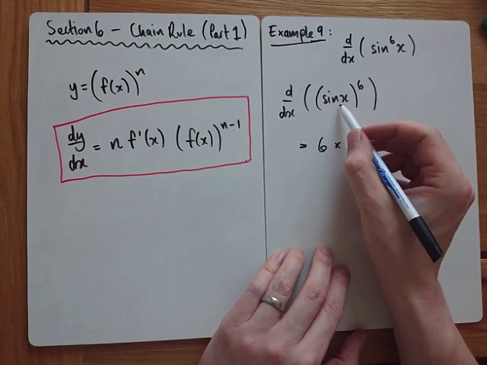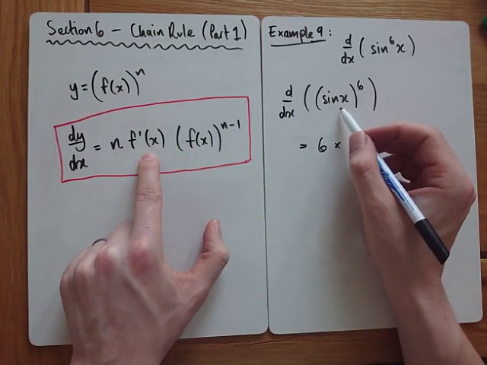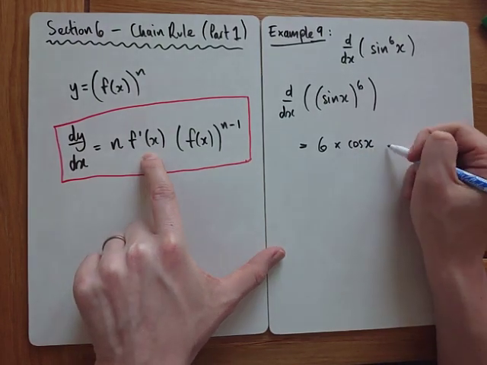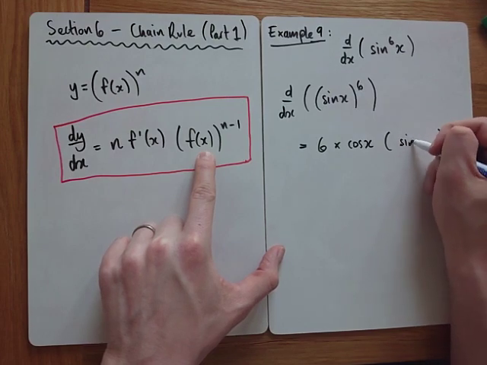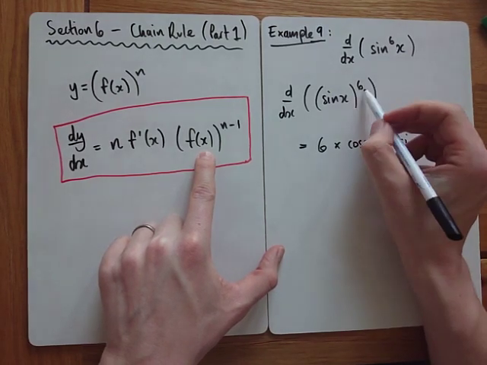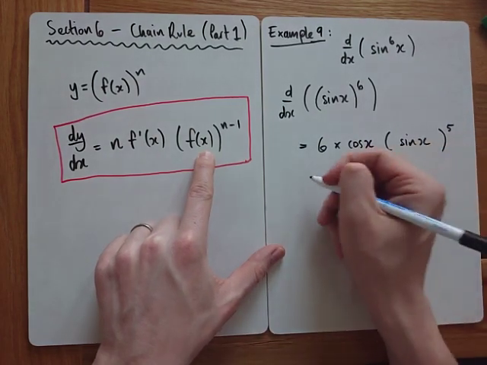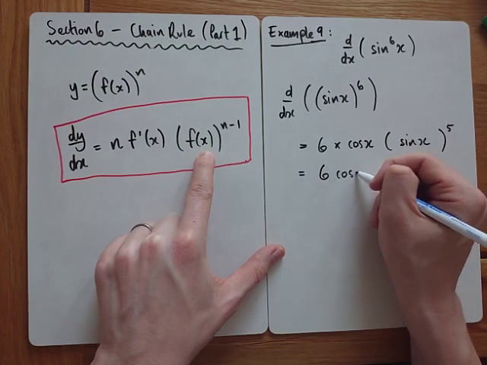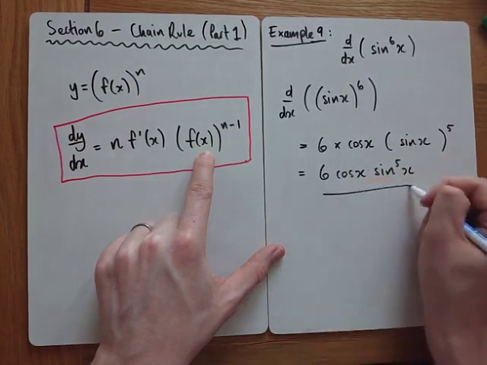Looking at inside, we've got sine x, so that's our function inside. So we also have to multiply by the derivative, which is cos x. And then our function, which is sine x, was to the power of 6, but we take 1 off the power. And now it's to the power of 5. So we could write that as 6 cos x sine to the power 5.